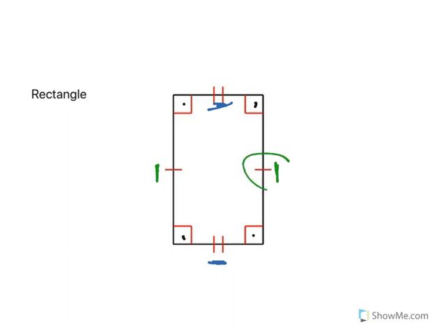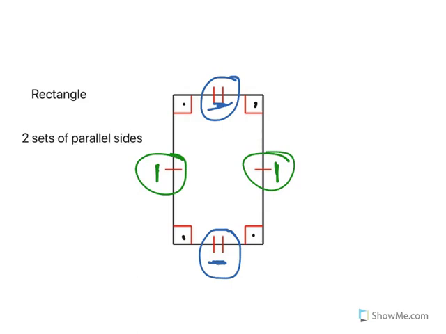But I also know that this side and this side are not just equal, but they are also parallel. And then if we go back to this side is equal to this side, they're not just equal, they are also parallel. So we could say that this rectangle has how many sets of parallel sides? Exactly. It has two sets of parallel sides.